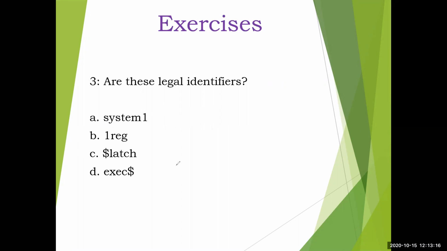So based on that, you have to tell now whether the following are legal identifiers. Yes or no you have to say, and how you can correct it. So very first, system1, it is the name you have given. So there is no mistake here, since the one is at the end, not in the beginning.